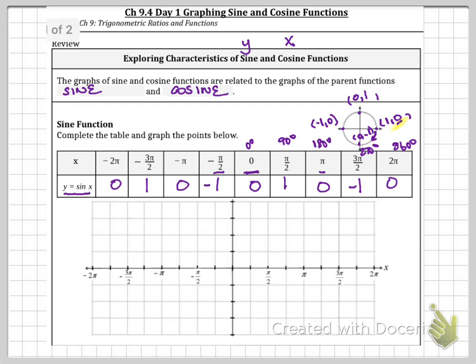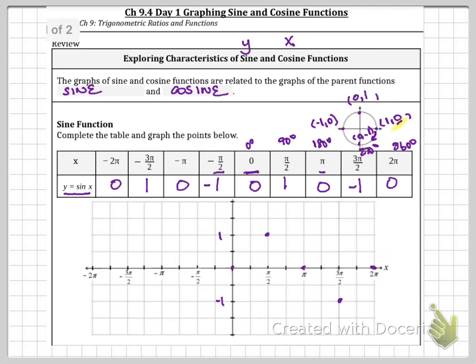So notice here we have our coordinate plane labeled here for us. So at 0, our y is 0. And then I'm going to label this 1 on top and -1 down here. At pi over 2, we're at 1. At pi, we're at 0. At 3 pi over 2, we're at -1. And then at 2 pi, we're back at 0.